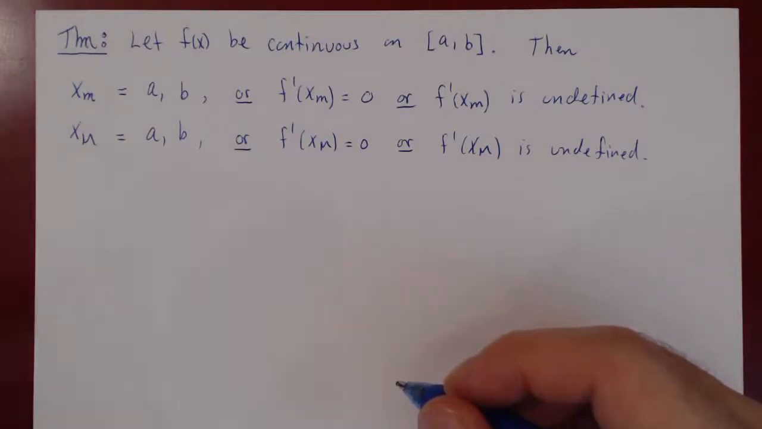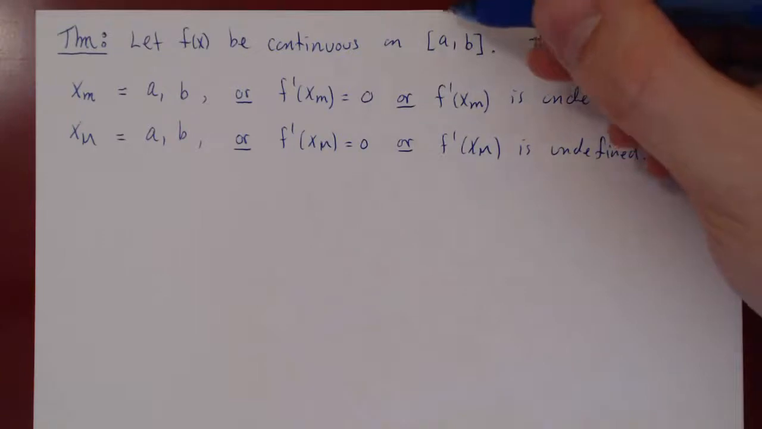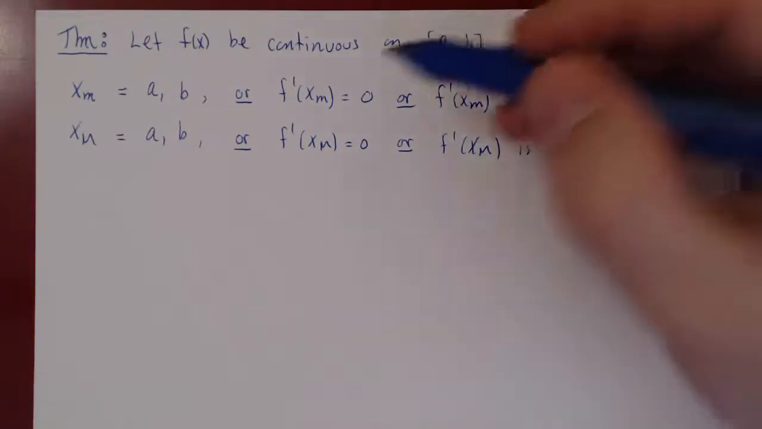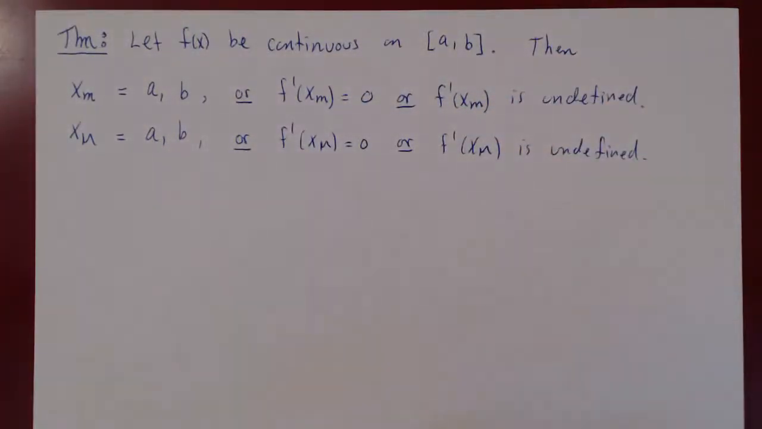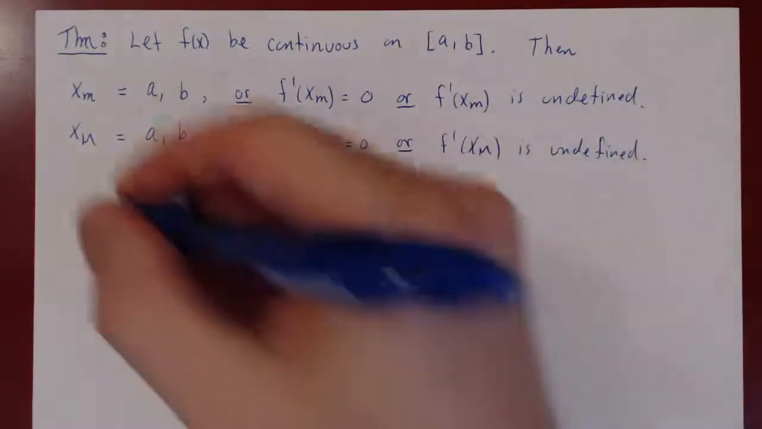And so this is great because it tells us exactly where to look for the absolute maximum and minimum of a function. We only have to look at the endpoints of our interval and at critical points. Those are the only points where a function can attain its minimum and maximum value. So we can write this in words.